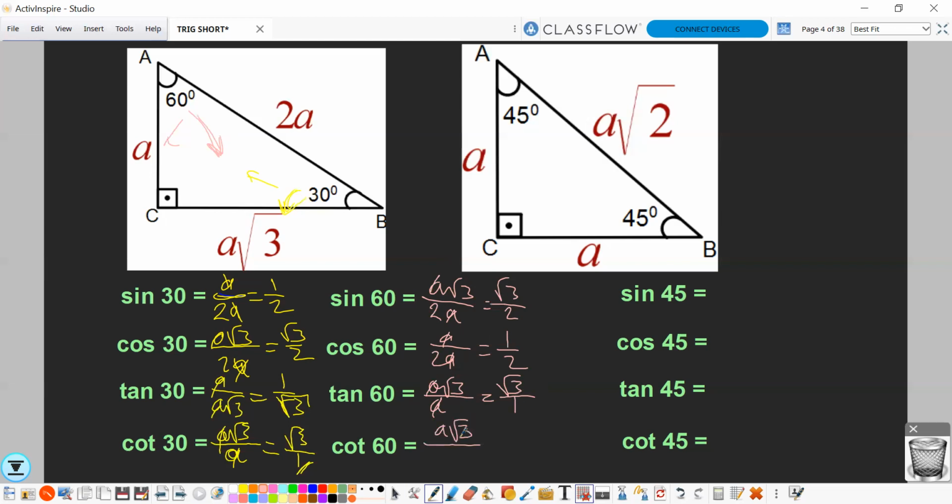Adjacent 60 and opposite 60, cotangent. Yes, sorry, adjacent 60 in this case is a. I didn't check the triangle. When you simplify, it will be 1 over square root 3. Then 45 degrees: the opposite of 45 degrees is a, the hypotenuse is a square root 2. When you simplify, 1 over square root 2.